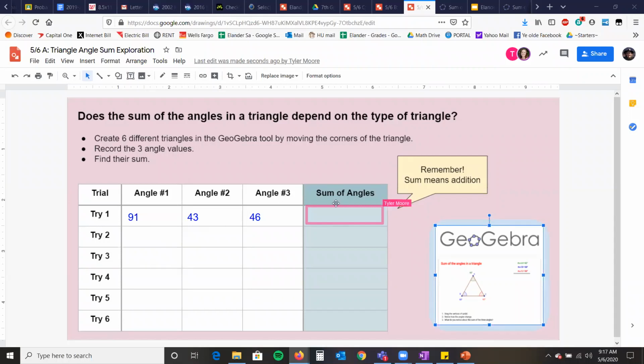Okay, so go ahead and get started. I want you guys to open that Google Draw, click on here to the activity, and make six triangles. Alrighty.